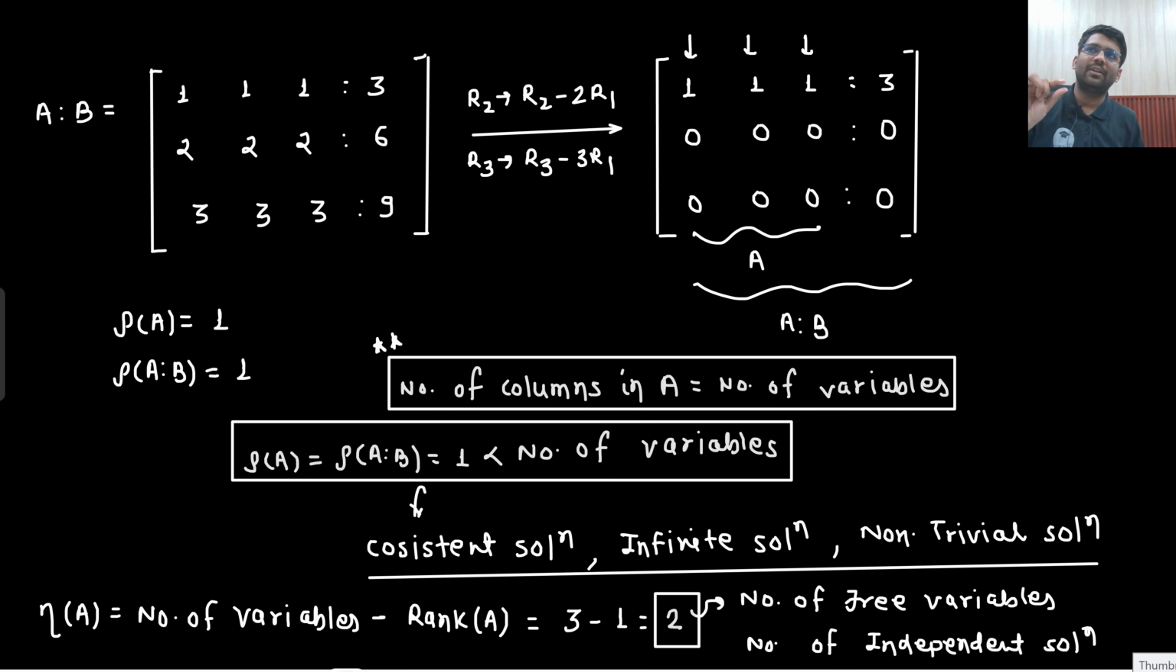Nullity of A, what will it represent? Nullity of A, so there will be 0 rows. 0 rows means these equations will be cancelled out. So how many effective equations will I have? Effective equation I am having only 1. So there were 3 variables, 1 effective equation. That means 2 free variables would be there. That's it. So what is nullity representing? Free variables or number of independent solutions.